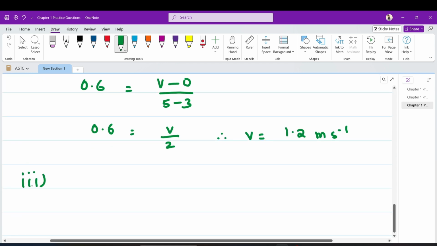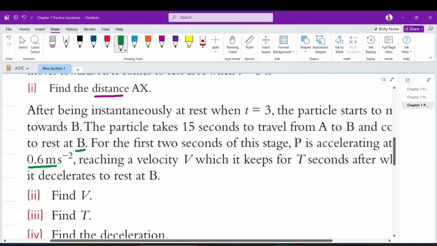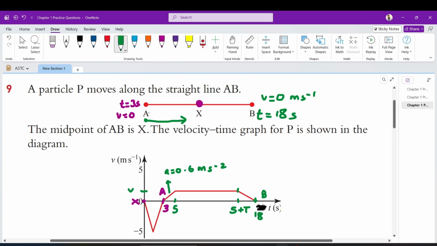All right, now let's move to part 3. Now it says find t. Okay, now we need to find what t is. If you remember, we already found the distance AX, and we also know that X is the midpoint of line AB. So if AX was 7.5 meters, that means this should also be 7.5 meters. Therefore, the total distance AB would be 15 meters, the double of 7.5.